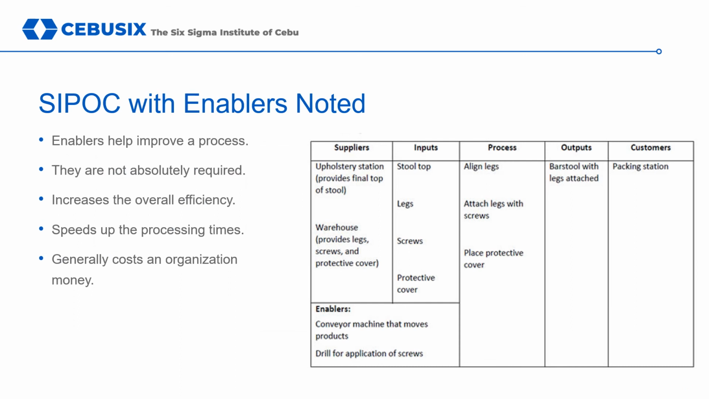And here, we have a SIPOC diagram that illustrates how enablers might be recorded for your process. The process in question takes place in a factory that makes furniture. In this process, a person attaches legs to a bar stool on an assembly line. For the purposes of this illustration, leg attachment is the last step in the completion of the project, which means that the product moves from the leg attachment station to packaging and then to shipping.